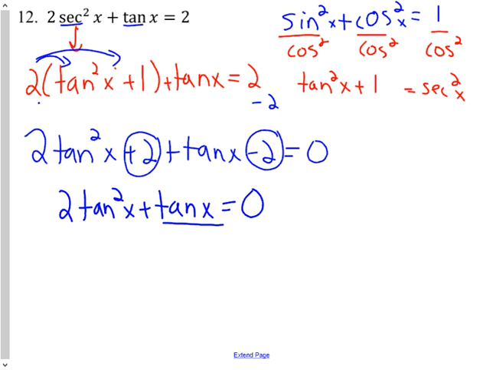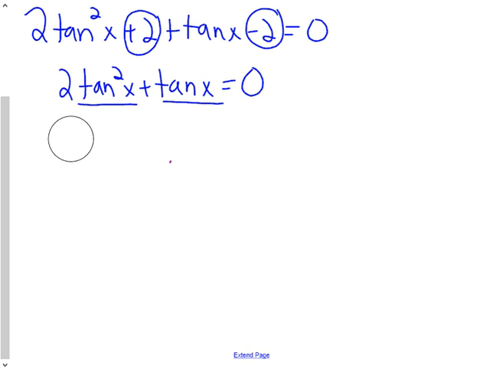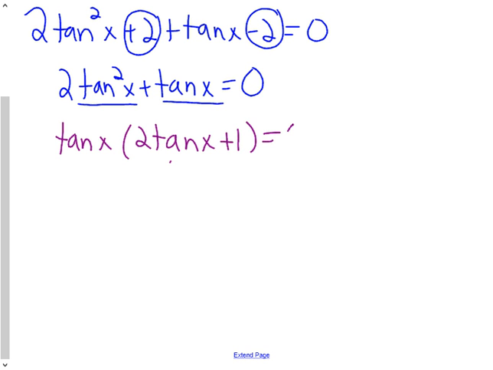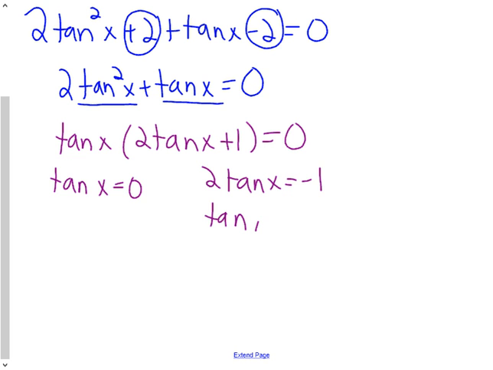They both have a tangent of x. So factoring that out by kind of the greatest common factor, we get tangent of x times 2 tangent of x plus 1 equals 0. And this leaves us with tangent of x equals 0 and 2 tangent of x equals minus 1. Tangent of x equals minus half.